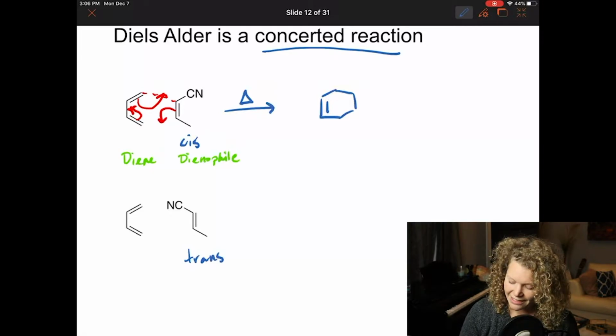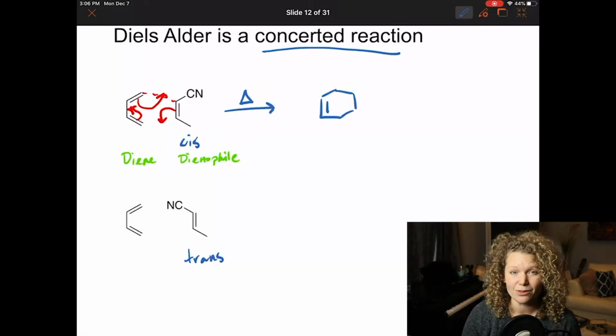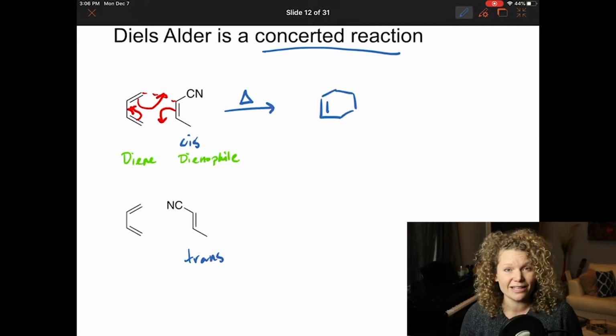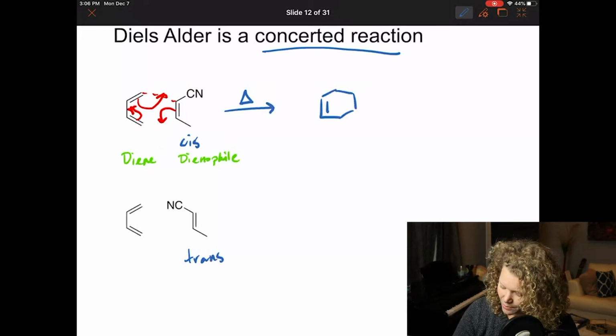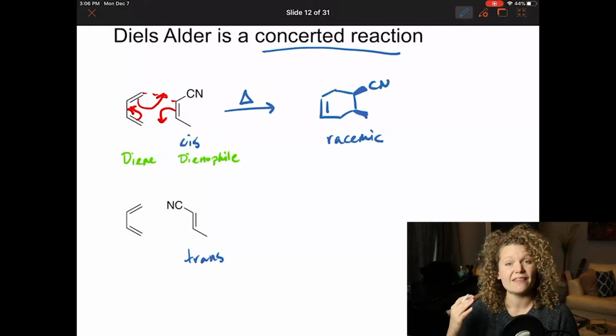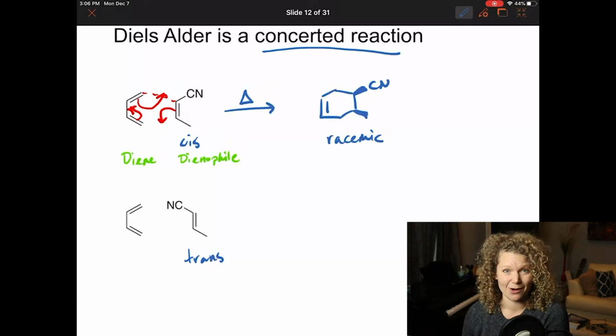And notice that the nitrile and the methyl group here are on the same side of our alkene. It's a cis alkene. That means that when we draw our product, these 2 groups will in fact be on the same side. This product is racemic. We have 2 chiral centers and they can both be facing down, right?